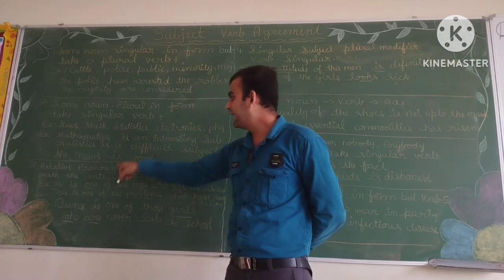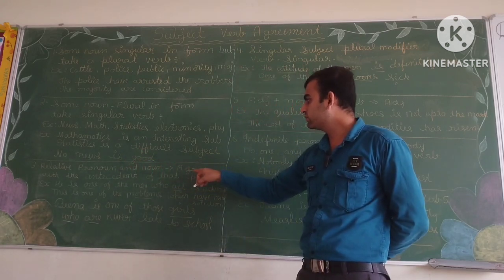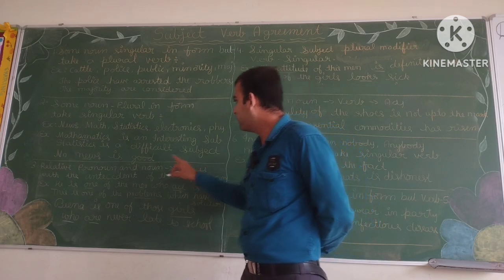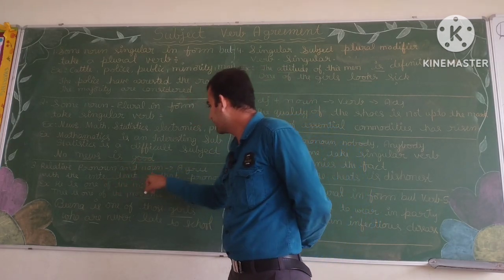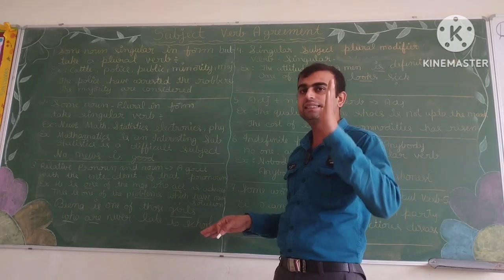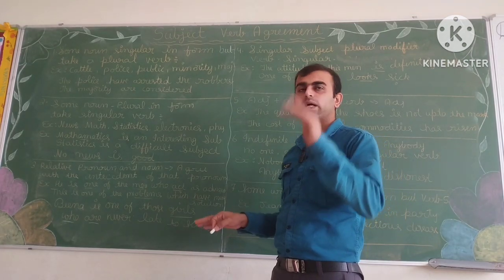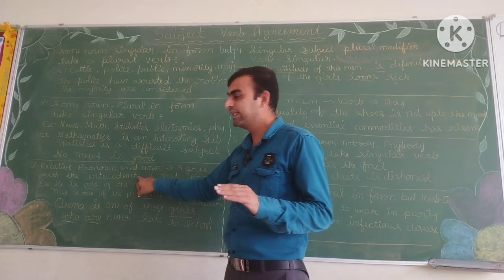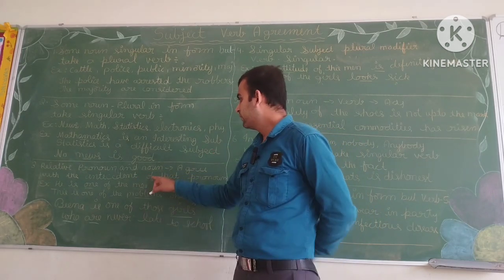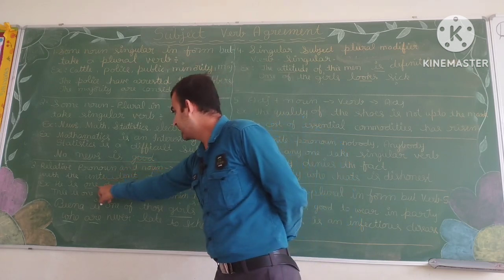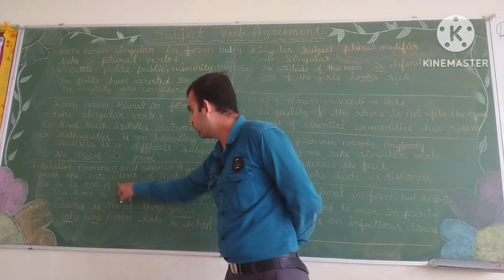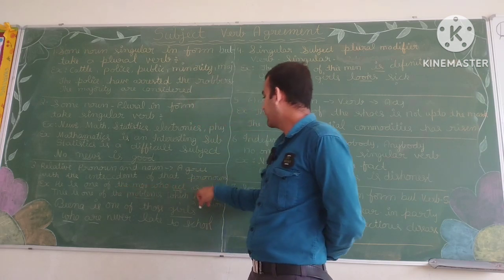Next rule: a relative pronoun and noun. With a relative pronoun, the verb always agrees with the antecedent of that pronoun. What is the meaning of antecedent? Antecedent means the noun that is nearer or comes before. Okay, example, let us see. He is one of the men who act as advisors.